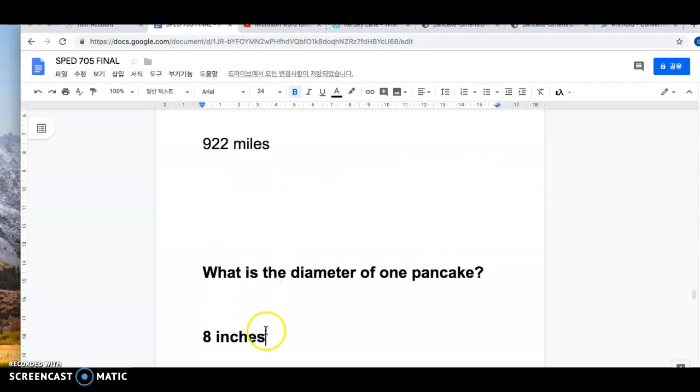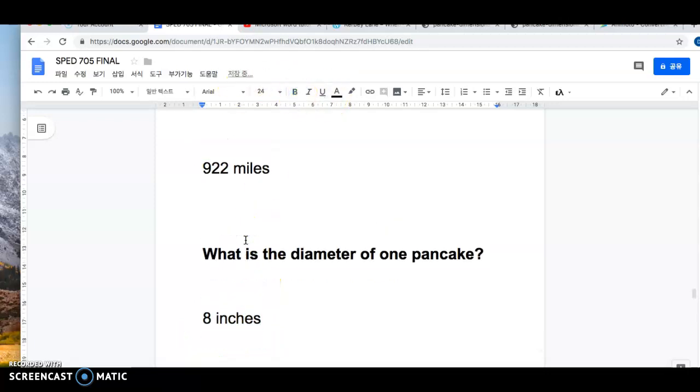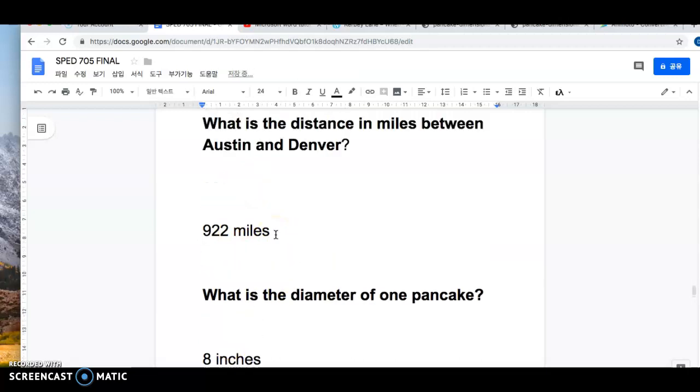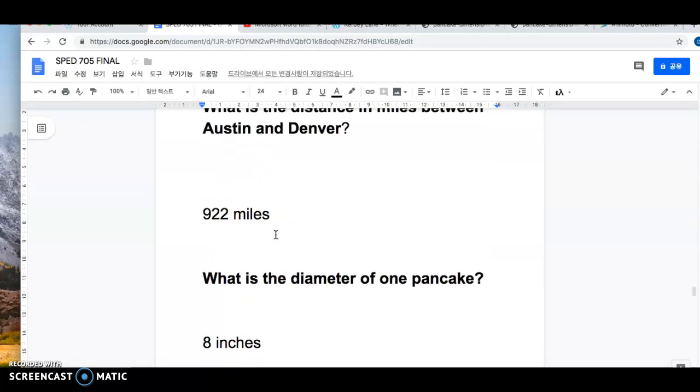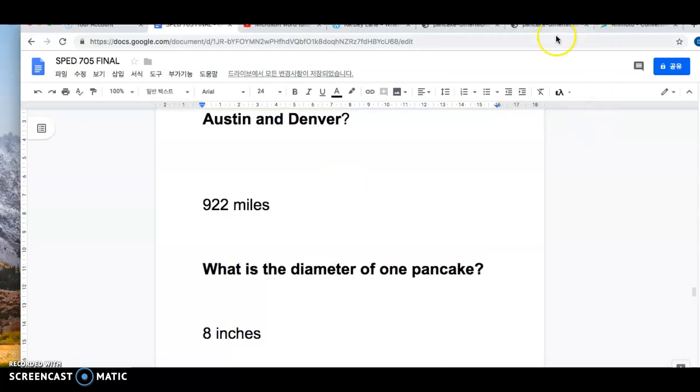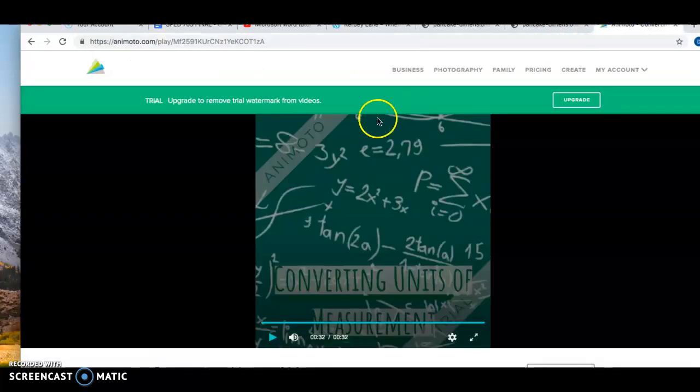What do we notice about the information here in our units of measurement? Right, we have two different units of measurement. So we're going to have a little bit of problems when we're trying to solve the problem of pancakes from Austin to Denver because one unit of measurement is in miles and one is in inches. So we're going to do a little bit of converting. Just to review how we convert units of measurement, we'll watch this quick video here.